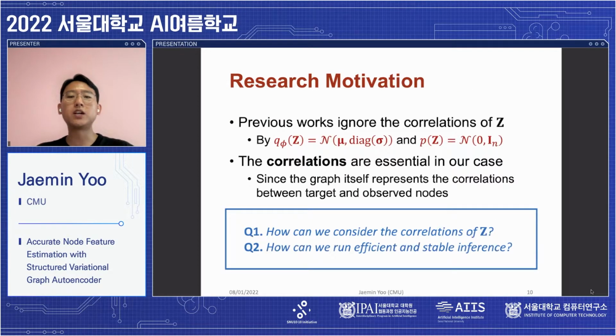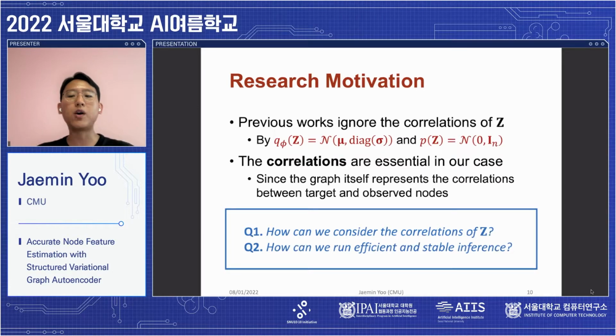But previous works on variational inference ignore the correlations of latent variables in the graph or in other problems. This is done by modeling the parameterized distribution of Z as the Gaussian distribution with only diagonal entries in the covariance matrix and modeling the prior distribution as the standard normal distribution. This is the case of variational autoencoders in image reconstruction problems.